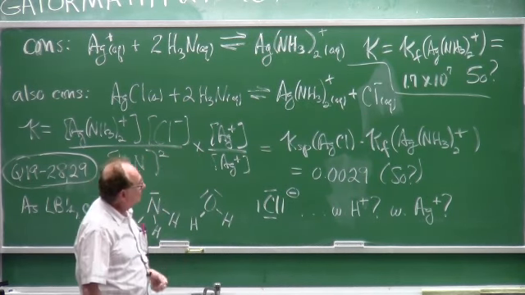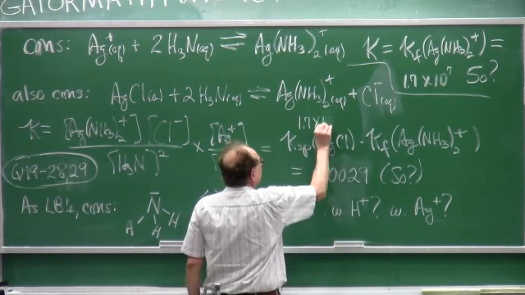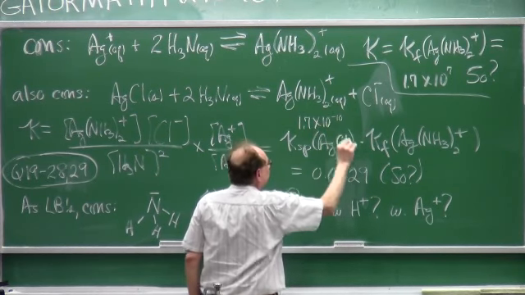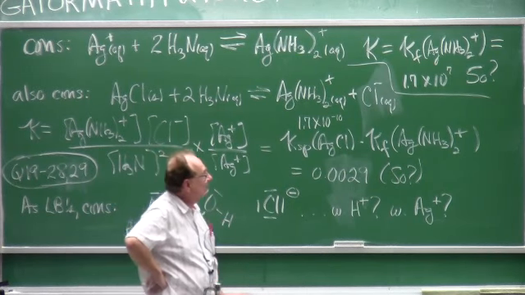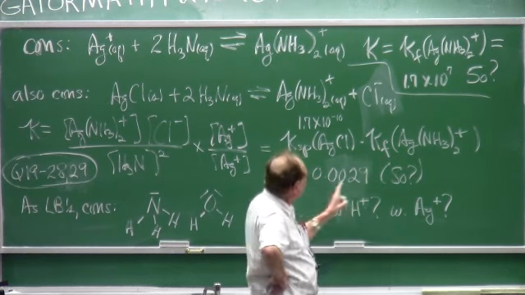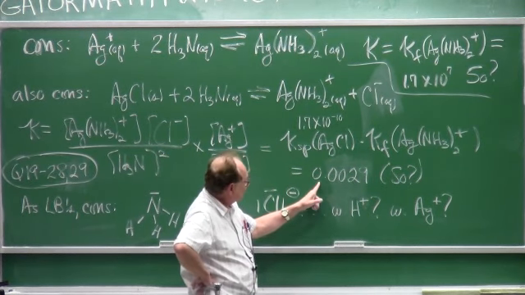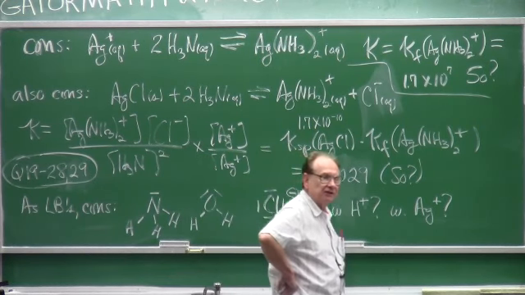Now when you put in the numbers, if you recall that silver chloride Ksp is 1.7 times 10 to the minus 10, and this is 1.7 times 10 to the 7th, so when you put in the numbers and do the arithmetic, you get 0.0029. What does this number suggest to you?